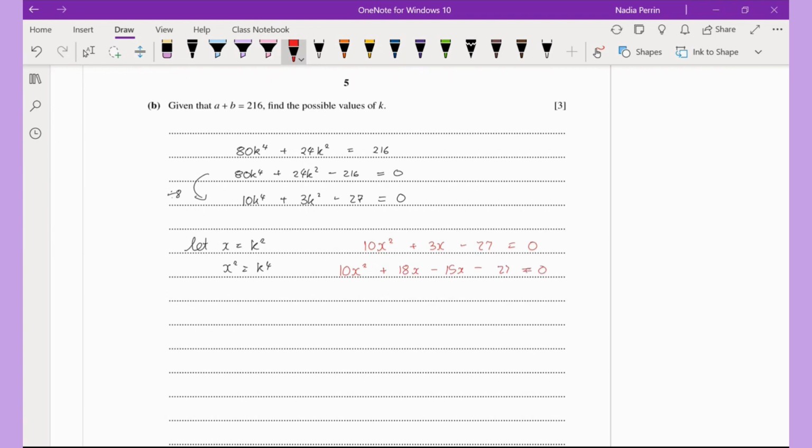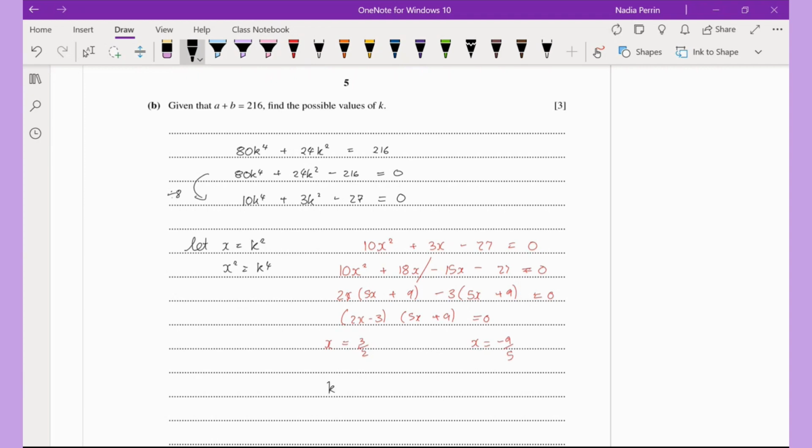Once you've done that, you can split it up. 2x, 5x plus 9, 5x plus 9 again. So your two factors are 2x minus 3 and 5x plus 9, which of course give you those two answers that the calculator gave us straight away. Now, that's what x is, but we actually want to know what k is.